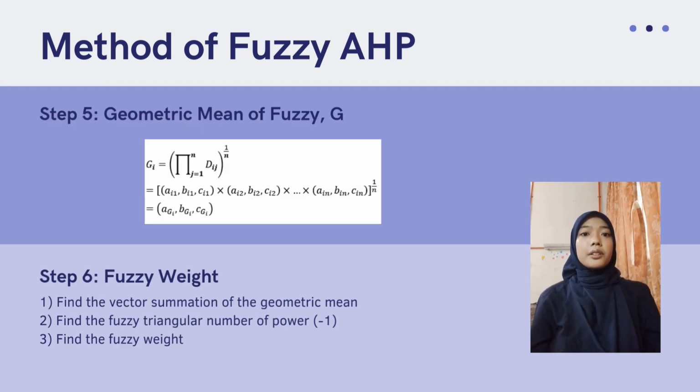Once the refined comparison matrix is prepared, the next step is to calculate the fuzzy weight for each criterion. This involves three key calculations. Firstly, find the vector summation of the geometric mean. Here, G represents the geometric mean of the fuzzy values. Next step is to find the inverse of the fuzzy triangular number. This step finds the reciprocal of the fuzzy triangular numbers, which helps in normalizing the weights. It ensures that the computed fuzzy weights are in the correct scale for ranking criteria. Once these calculations are complete, we obtain the final fuzzy weights that indicate the importance of each criterion in decision making.